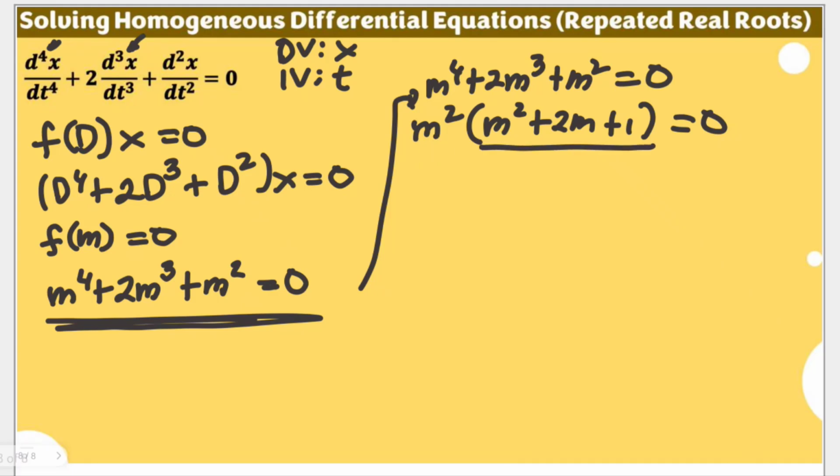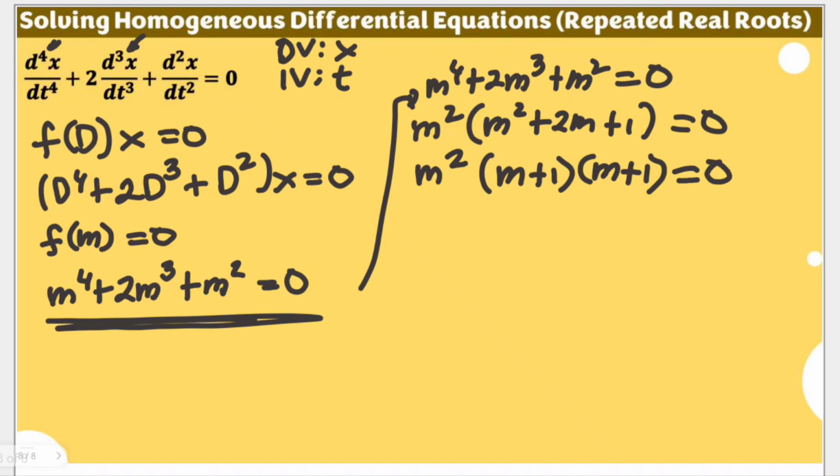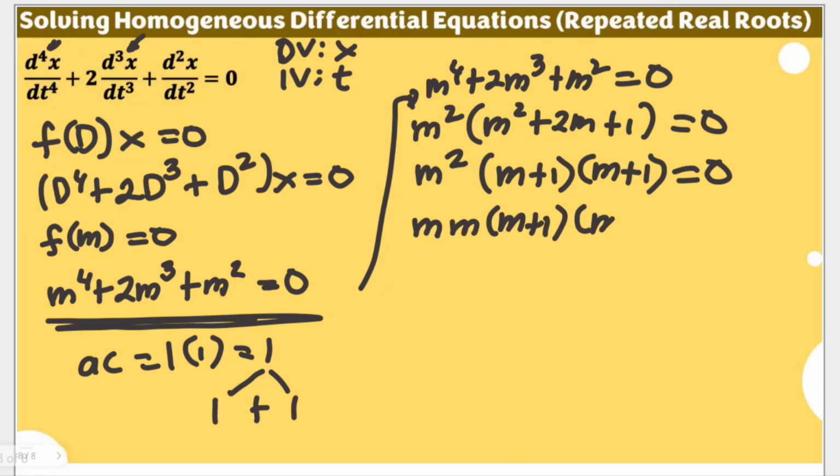Since it is a trinomial, or specifically a perfect square trinomial, we can factor that in this manner. You have m squared times (m plus 1) times (m plus 1) equal to 0. Of course, that's a perfect square trinomial, or if you don't want that process, by the AC method, your a there is 1 times 1, you will have 1. Factors of 1 that when added will result to 2, so basically it's just 1 plus 1. That's why you have m plus 1 and then m plus 1 here. Now from here, we can also break this into 2 m's. You will have m times m times (m plus 1) times (m plus 1) equal to 0. With this, we can now solve for the roots.